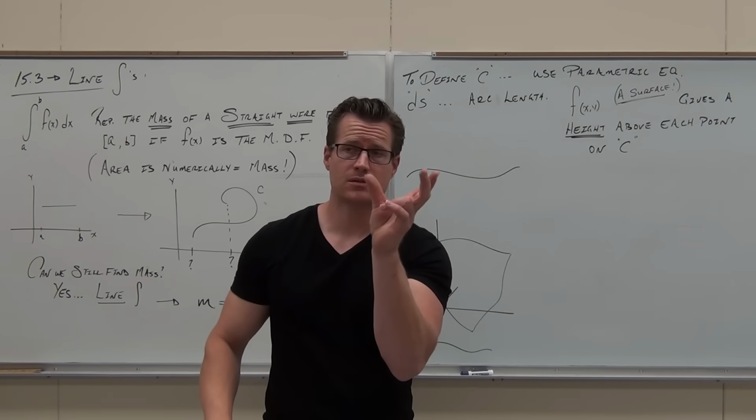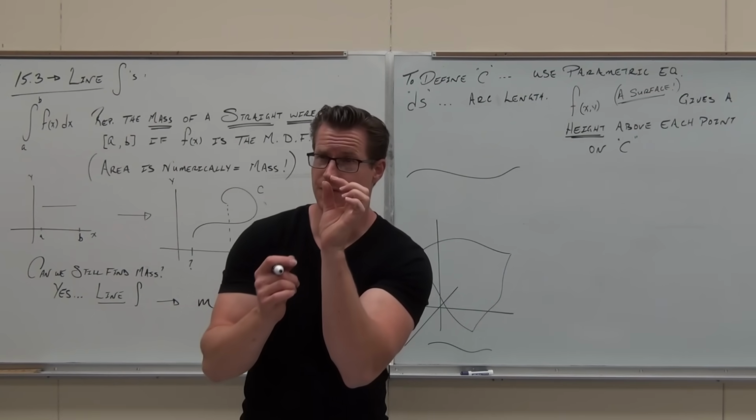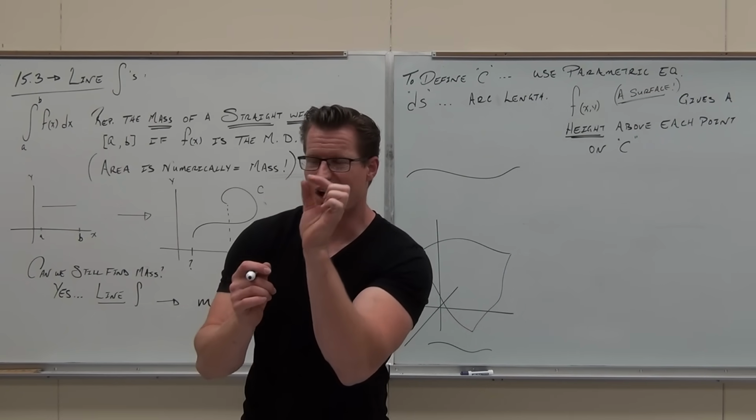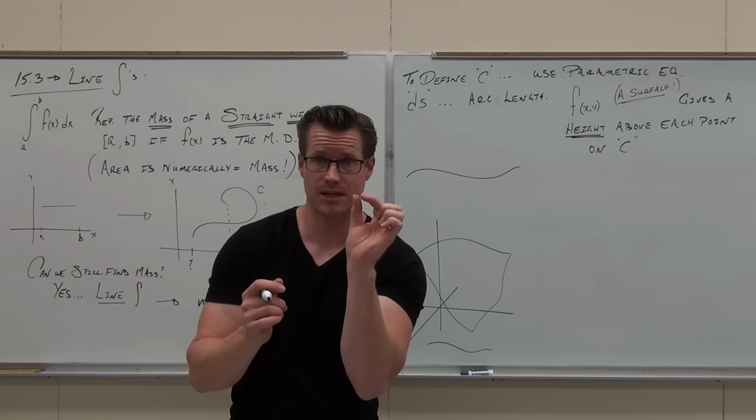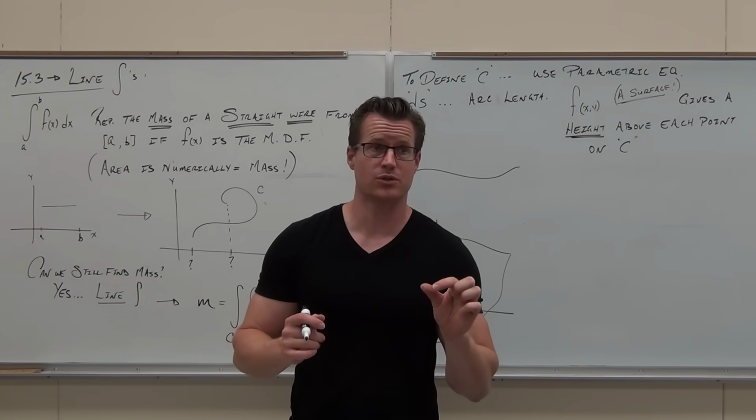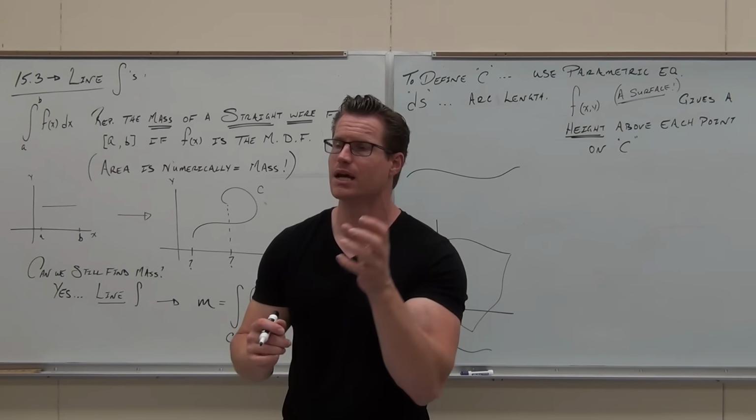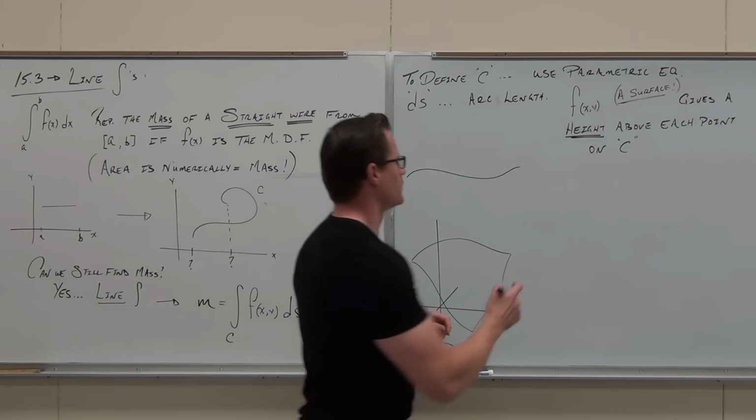Well, DS stands for arc length. In fact, DS stands for the differential with respect to arc length. A real little teeny piece of the curve is what that DS stands for. And when I say teeny, I mean differential sort of teeny, close to zero sort of teeny. DS gives us a little teeny length of the curve.